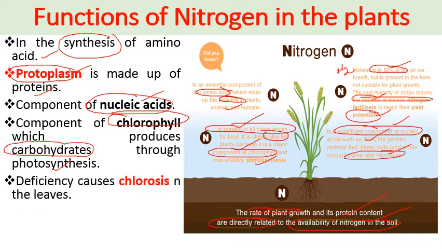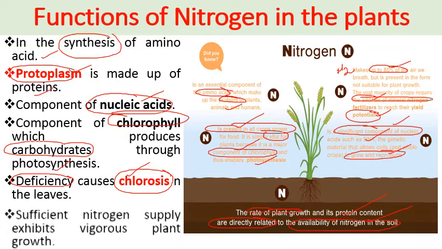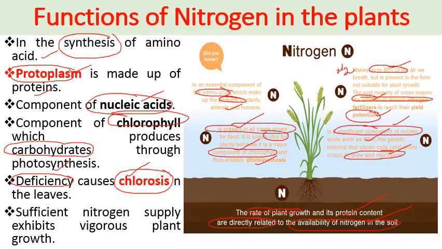If there is a deficiency of nitrogen, plants show the symptom of chlorosis, mostly leaf chlorosis, that is yellowing of leaves. If nitrogen is present in sufficient amount in the soil, the plant exhibits vigorous growth, meaning fast growth. So these are the various functions of nitrogen in plants.